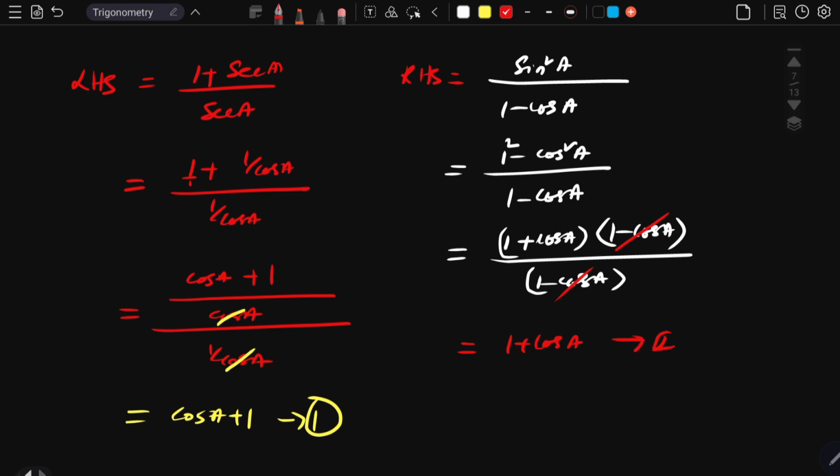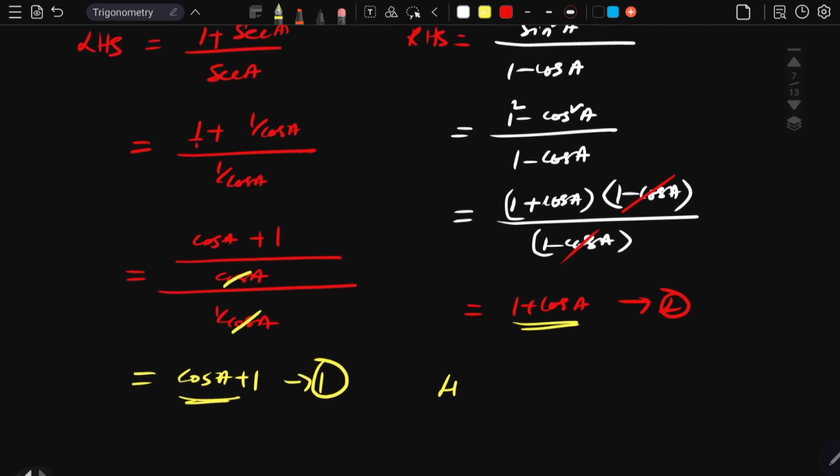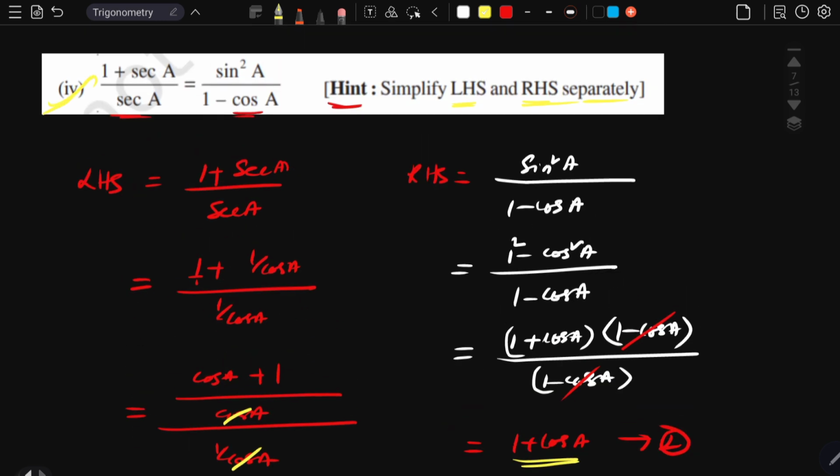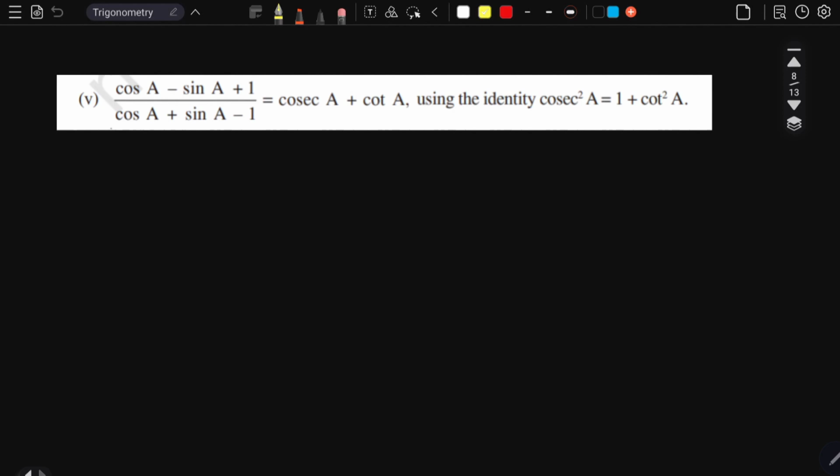Let us call this equation number 2. Comparing equations 1 and 2, we have 1 plus cos A and again 1 plus cos A. Therefore LHS is equal to RHS. Hence it is proved. Done. Next question.